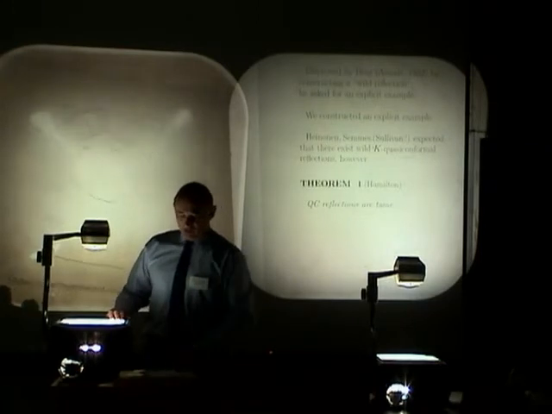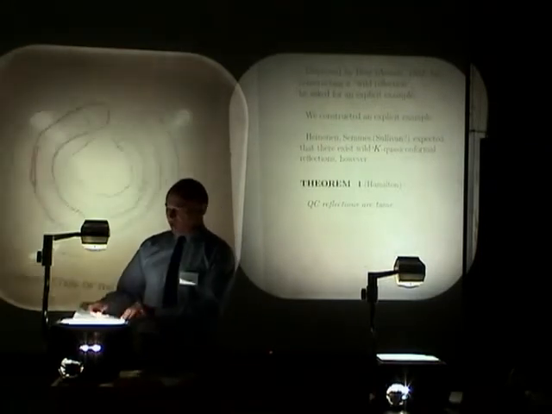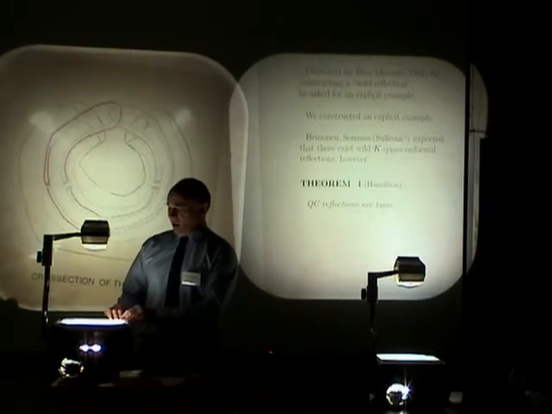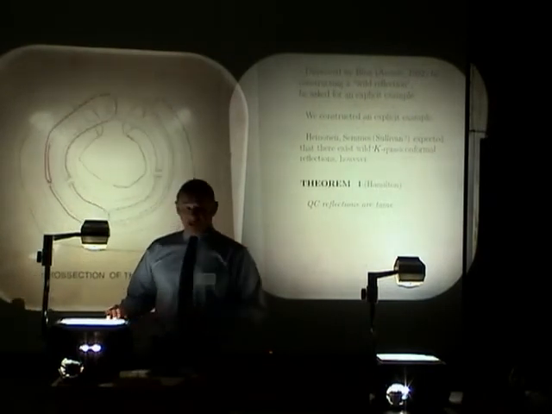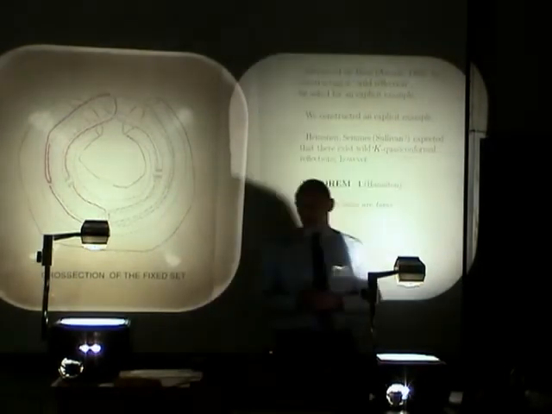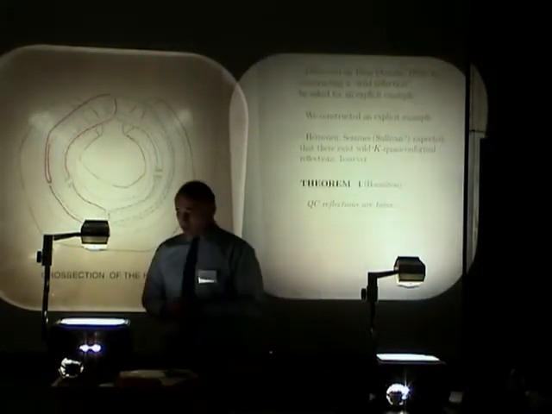If you take your mathematical knife and cut this in half and see what's going on, it looks something like this. And when you check the calculations, what you get is not quasi-conformal. It's biholder. Why is it not quasi-conformal?